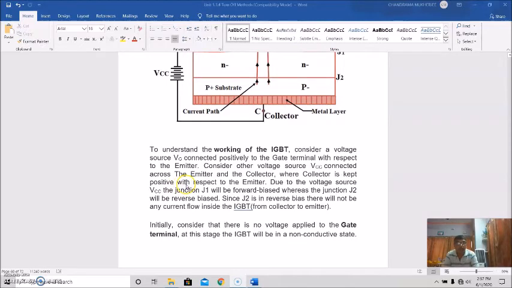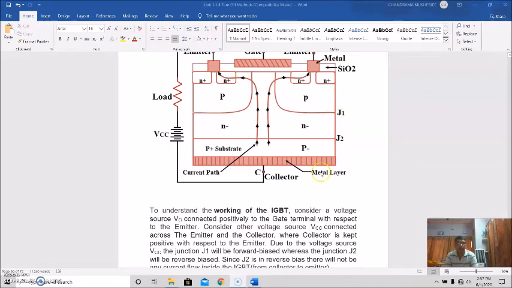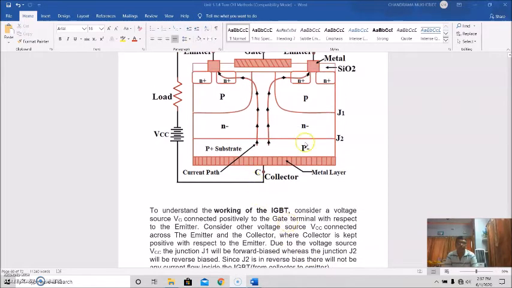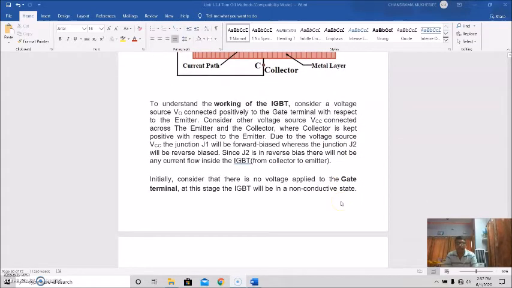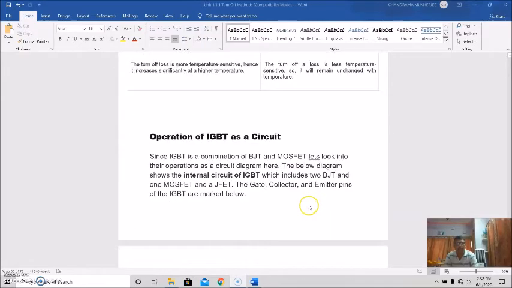So now, due to voltage source VCC, junction J1 will be forward biased, and junction J2 will be reverse biased. Since junction J2 is in reverse bias, there will not be any current flow inside the IGBT from the collector to emitter. So initially, consider that there is no voltage applied to the gate terminal. At this stage, the IGBT will be in a non-conductive state, as shown earlier.